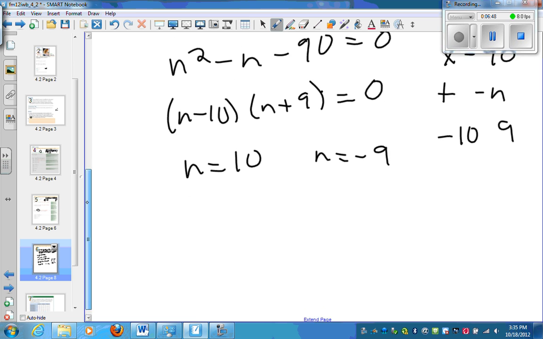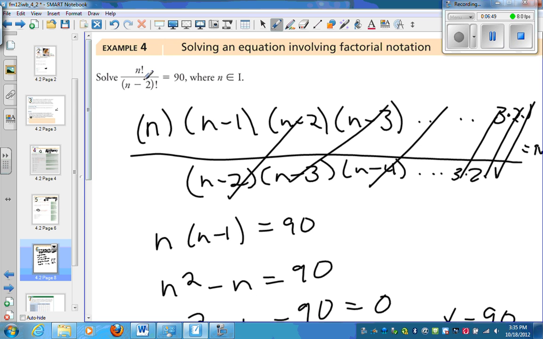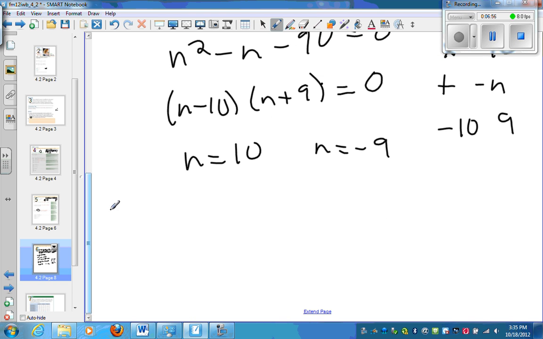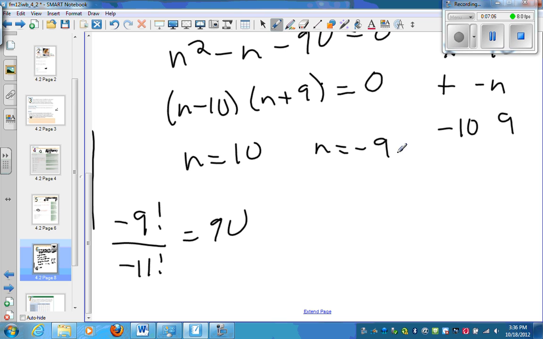But then we have to check, does this make sense? Okay, n factorial over n minus 2 factorial. So does negative 9 factorial over negative 11 factorial equal 90? Well, negative 9 factorial doesn't mean anything. So no, this we're going to reject.